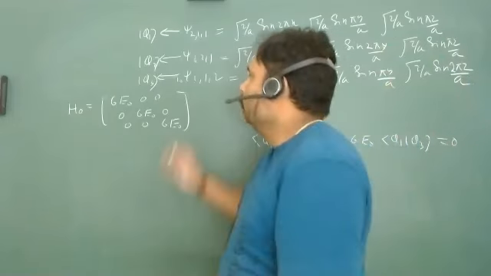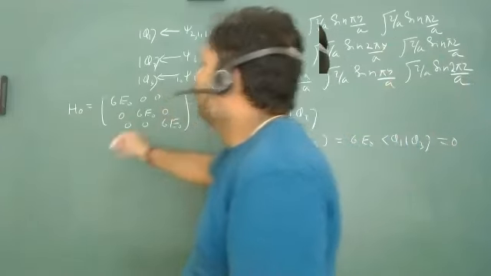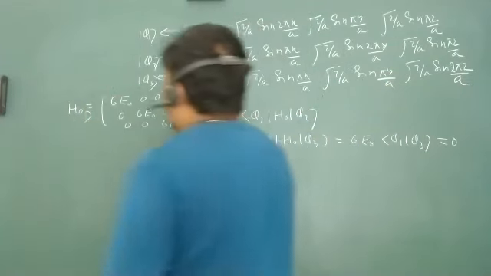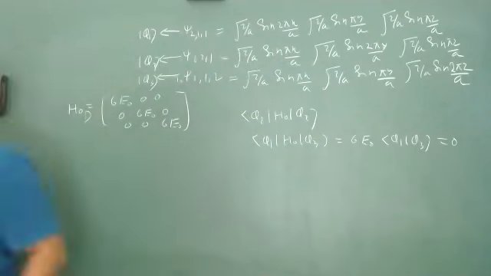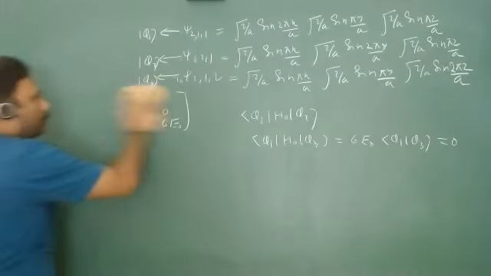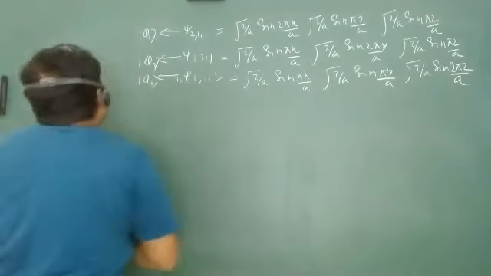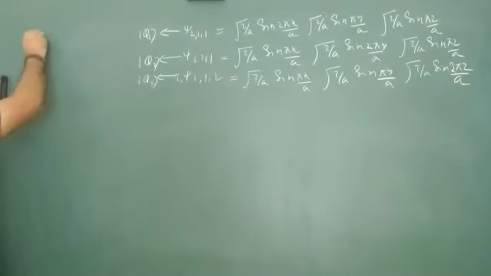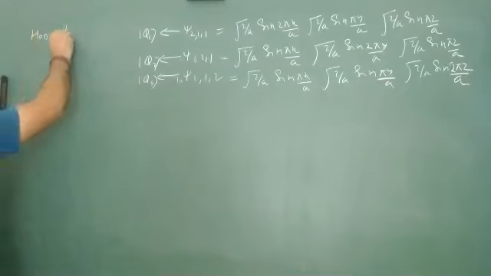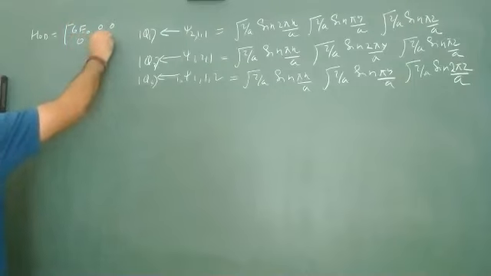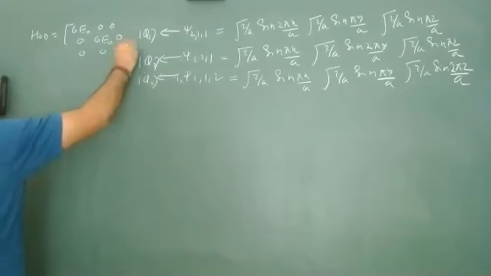So what we have done, we have written H naught D with this principle. So I am putting it here. I have got this particular H naught D, and this will be 6 E naught 0 0, 0 6 E naught 0, 0 0 6 E naught.